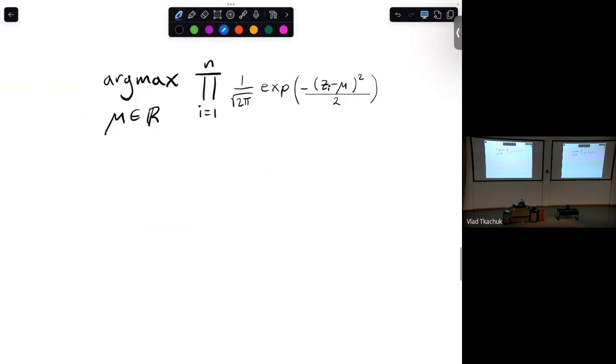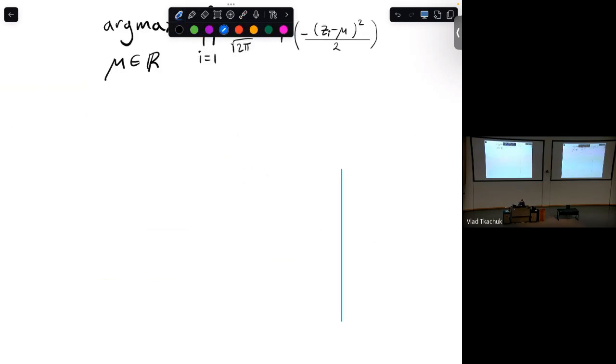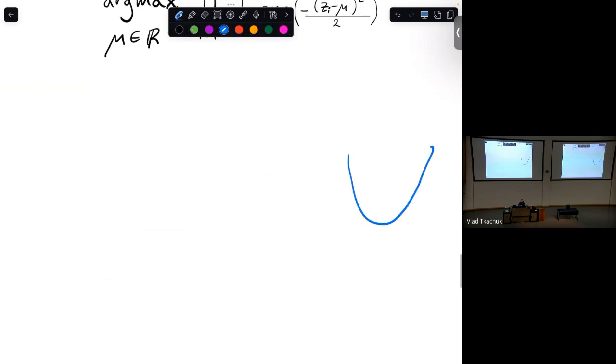Let's just draw things. Okay, let's just draw things like this. If you have a parabola and you find its minimum, fine. It turns out, and the argmin would be this point here, right? Well, this would be the actual argmin, the corresponding value on the x-axis, or here it's the mu axis.